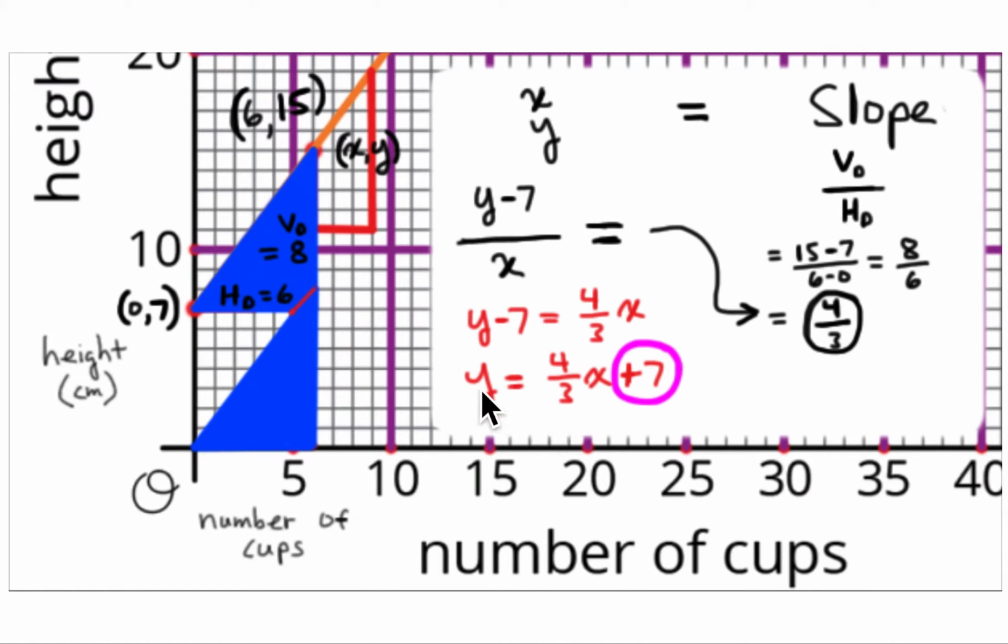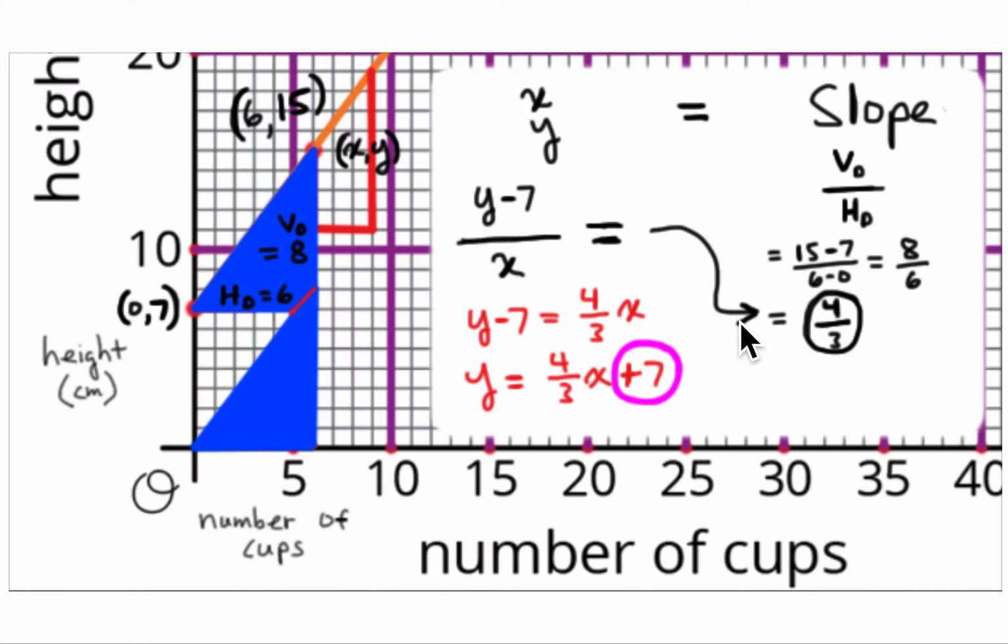To get the y coordinate, you have to add the 7 units back. So to get the actual height of the cups, you have to add the 7 centimeters from the base. So you have to add that 7 centimeters back. So you get the equation y equals 4/3 x plus that 7 right there. Where's that 7? You're adding the 7 units back to the base.